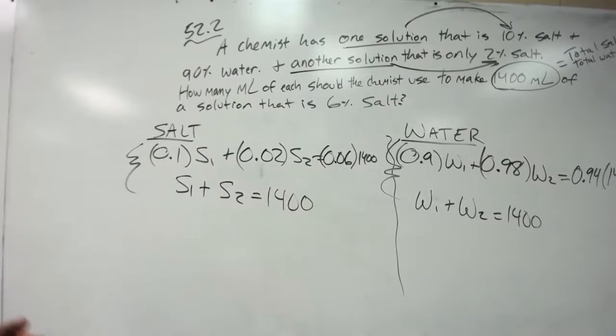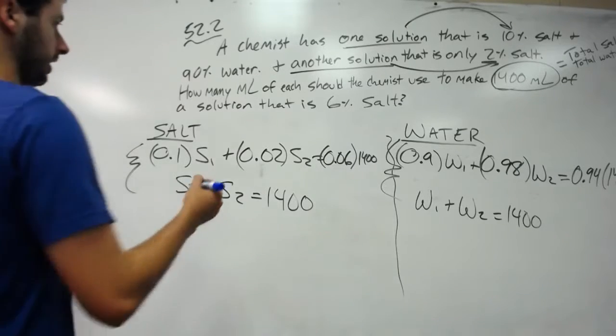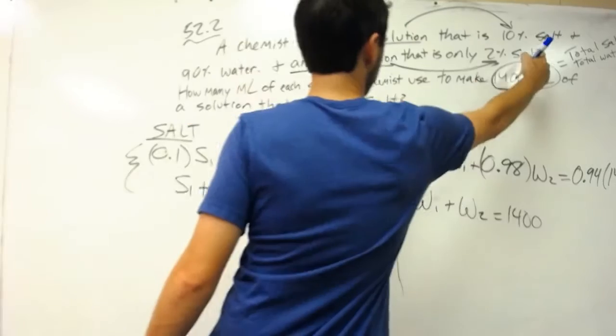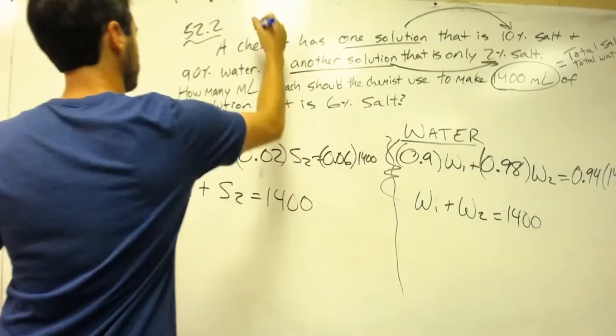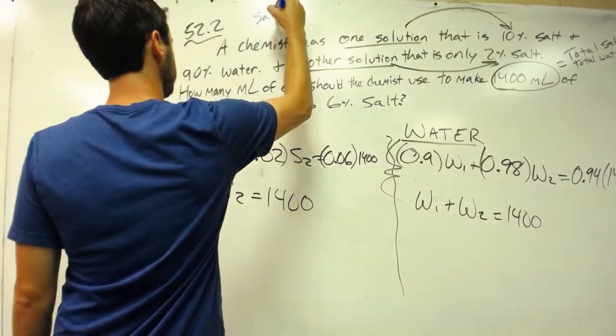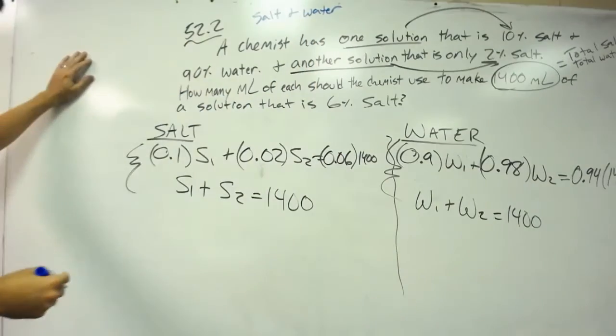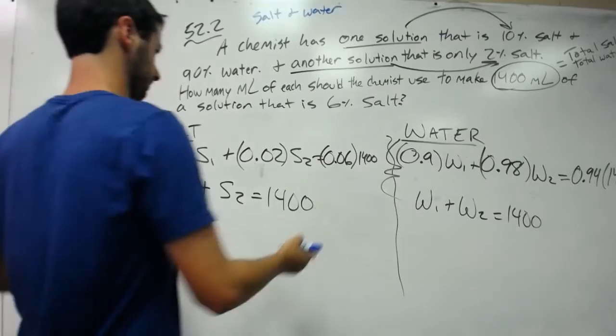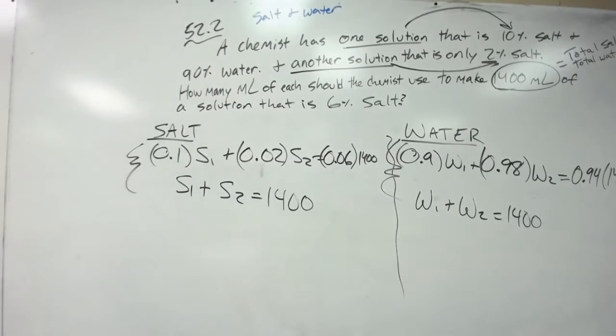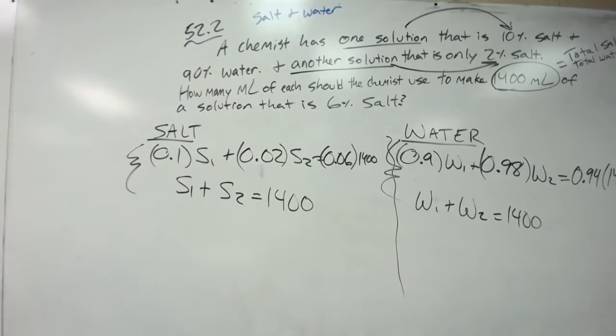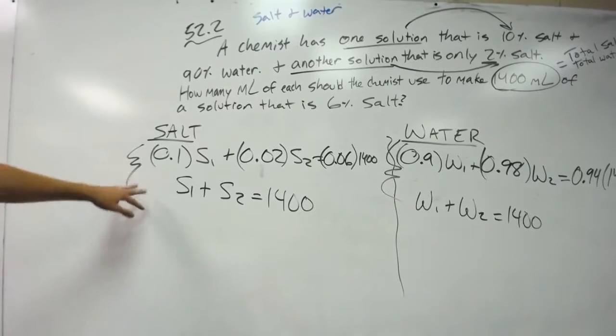Let's look at one more example in lesson 52. This one actually uses two constituents because we have salt and water. If you have two constituents, you can actually solve two different ways: the salt way or the water way. You can use one or the other, whatever the constituents are. Let me show you how it got to here though.